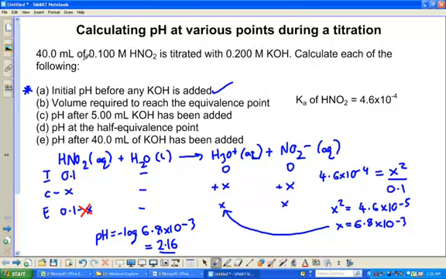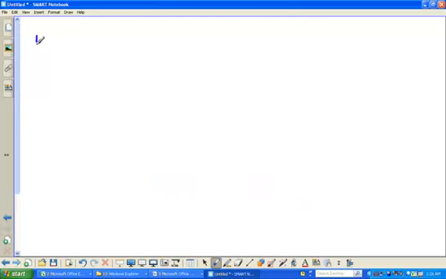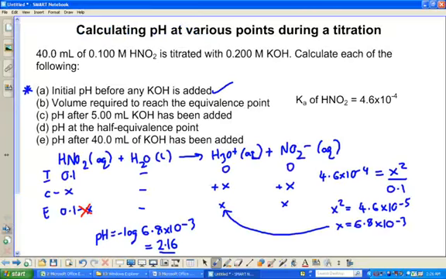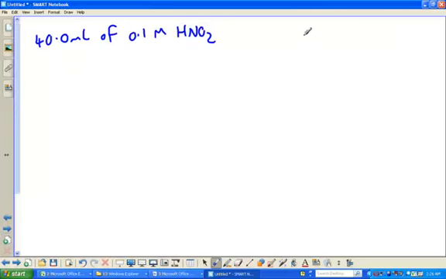So to do that, we need to know the number of moles of our acid, figure out the number of moles of base, and then figure out the volume of that base. Alright, so we know we have 40 mL of our 0.1 molar nitrous acid. And we also know we have 0.2 molar KOH. Essentially what we're looking for is what's the volume of that at the equivalence point.